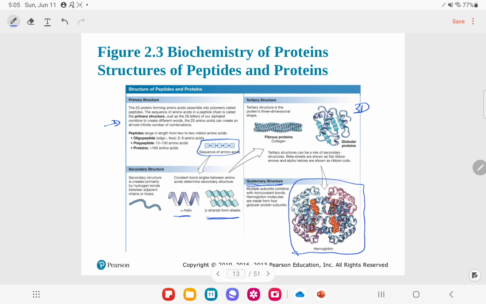This is where multiple subunits combine to form one whole complex, globular-like protein. We give this example here, hemoglobin. Adult hemoglobin is made up of 2 alpha chains and 2 beta chains. All of these chains coming together and folding up together will make this quaternary structure of the protein. Here you can see the 3D structure: this is just the alpha chain, the beta chains, and now they're coming together to form the quaternary structure of the protein, okay?